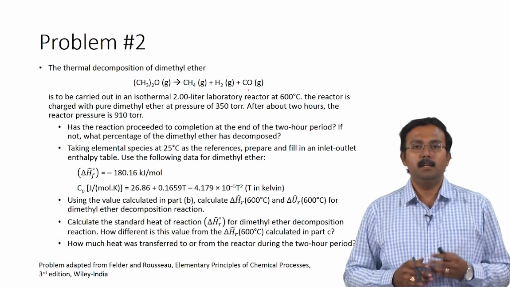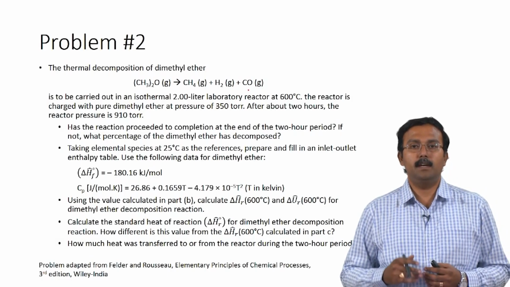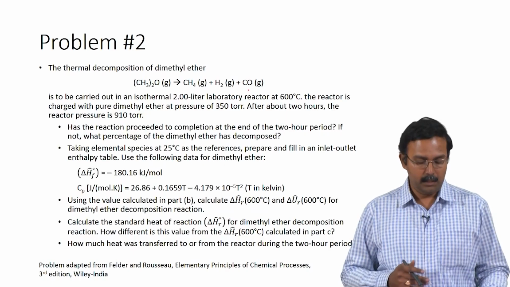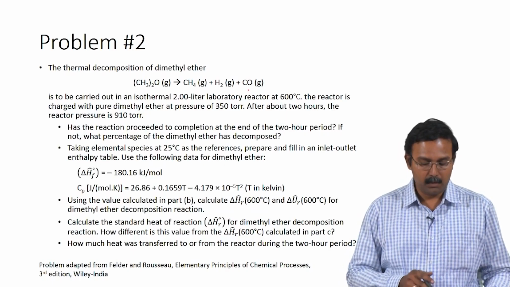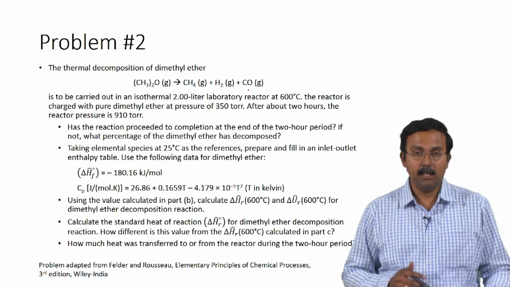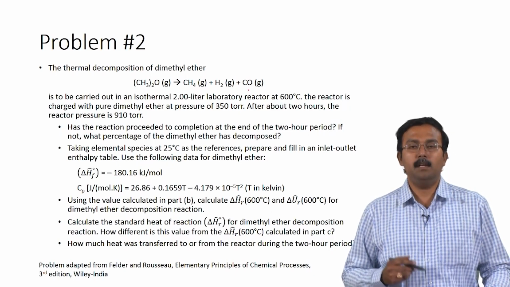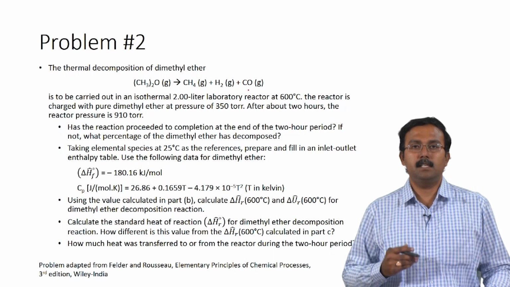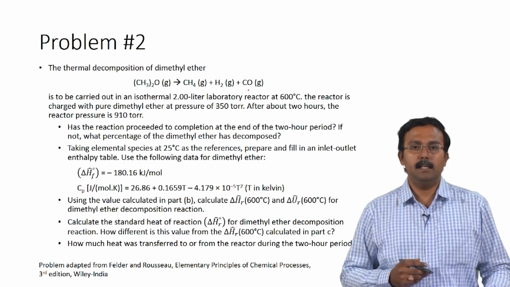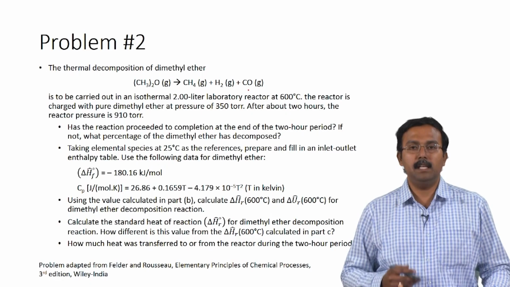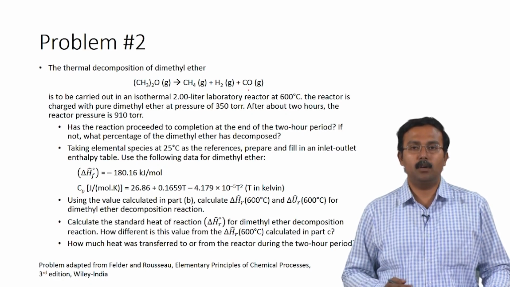However, we will also see how it would be applicable for a closed system, and we will look at different aspects associated with energy balances for a reactive process while we solve this example problem. So, here is the problem. The thermal decomposition of dimethyl ether, which is shown here, dimethyl ether forms methane, hydrogen and carbon monoxide, is to be carried out in an isothermal 2-liter laboratory reactor at 600 degrees Celsius. The reactor is charged with pure dimethyl ether at a pressure of 350 torr.